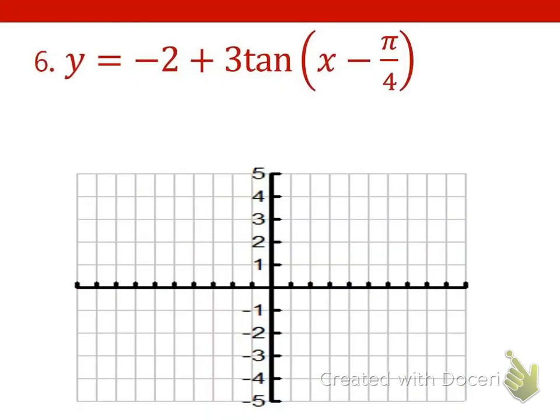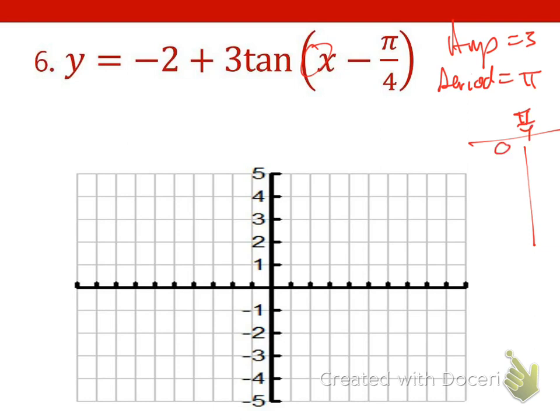Now we have to deal with when we're shifting. Okay? And the rules and the process are still the same. It's just we have to be careful. We have to try to figure out how to shift our asymptotes and all that kind of stuff, right? So here we go. Amplitude is 3. Period is still going to be pi because b is 1. Okay? That means for our x values, we're going to take pi and divide it by 4. So we go 0, pi over 4, 2 pi over 4, or pi halves, 3 pi over 4, and 4 pi over 4, which is pi.